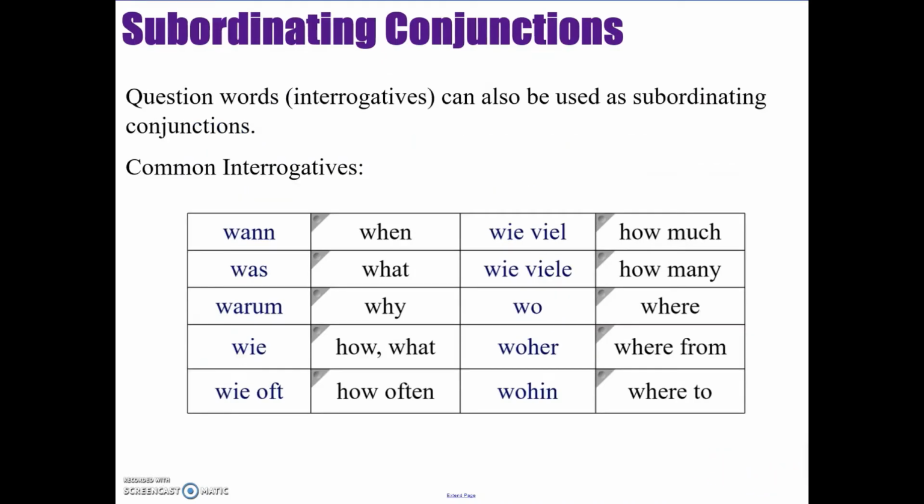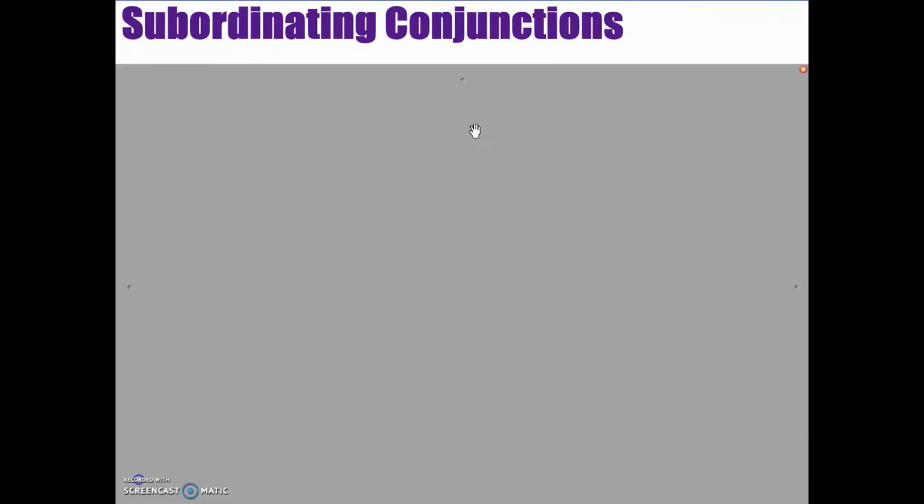It is also important to note that every question word, also called an interrogative, can be used as a subordinating conjunction. The common interrogatives or question words: wann, was, warum, wie oft, wie viel, wie viele, wo, woher, wohin. And we will be seeing some of these in the upcoming examples.